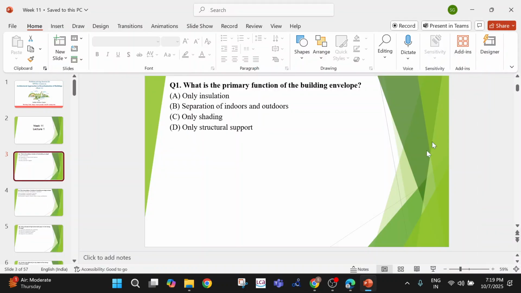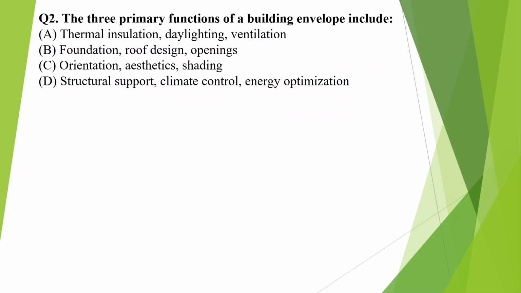Here is the next question for you all. Question number 2. Let's see who can answer it first and who can answer it correctly. The second question is asking you all the three primary functions of building envelope. What should be the primary functions of building envelope? As I already said in the previous question, it's not only insulation. That's why there are several primary functions. You have to mark the correct answer for question number 2. Whoever knows the answer, they can mark it in the chat box.